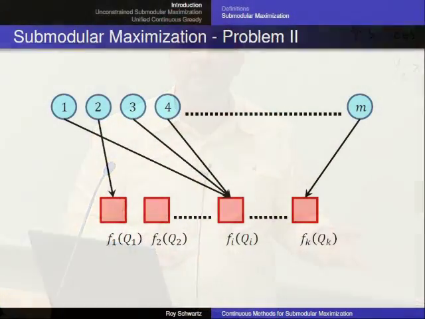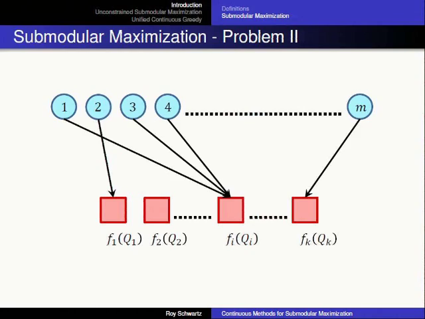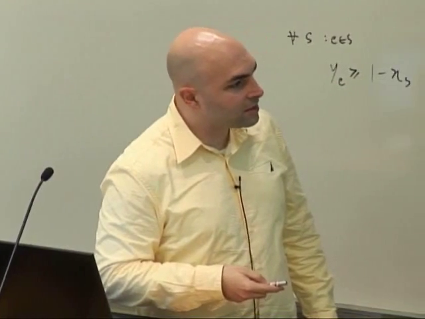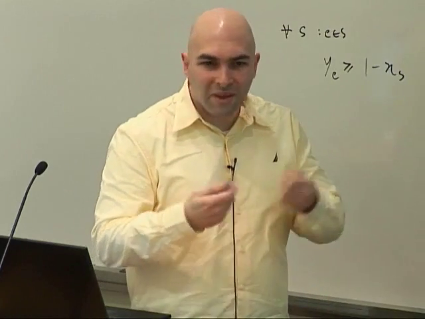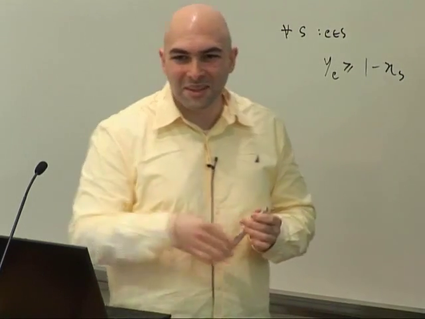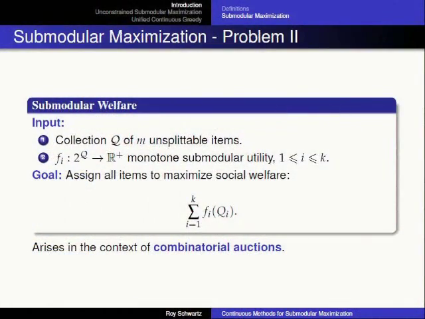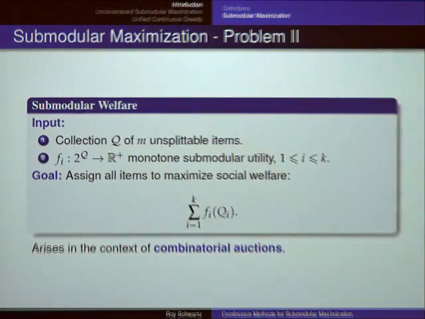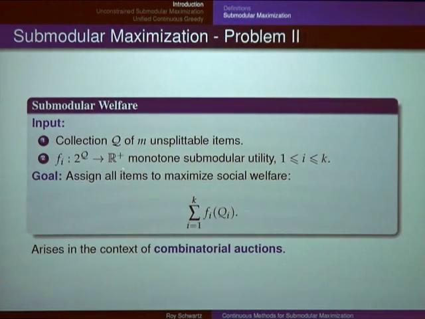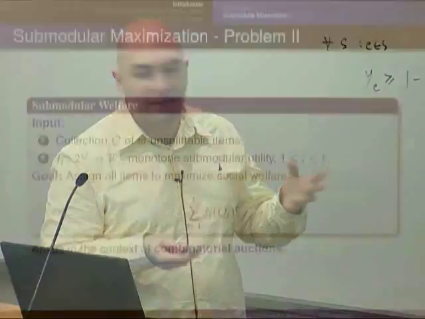And the goal, of course, is to assign all elements to the players and maximize the social welfare, or the sum of the utilities. Of course, we assume that the utilities are monotone, so the players actually compete over the elements. A player doesn't lose by gaining more. So the formal definition of the problem is this: you have m unsplittable items and k monotone submodular utility functions, one for each player, and the goal is to maximize the social welfare by assigning the elements.